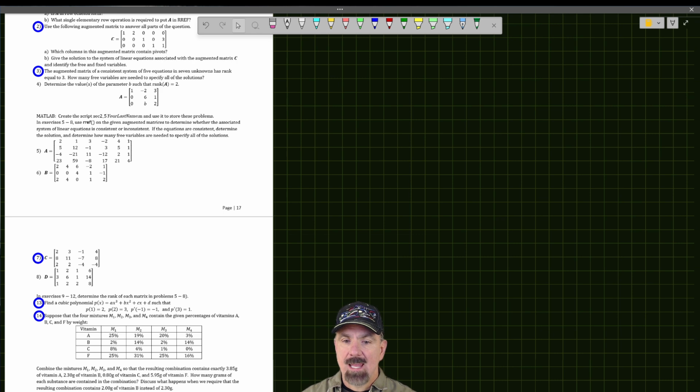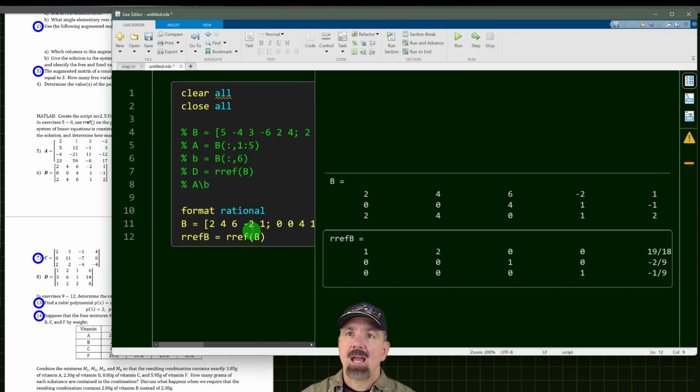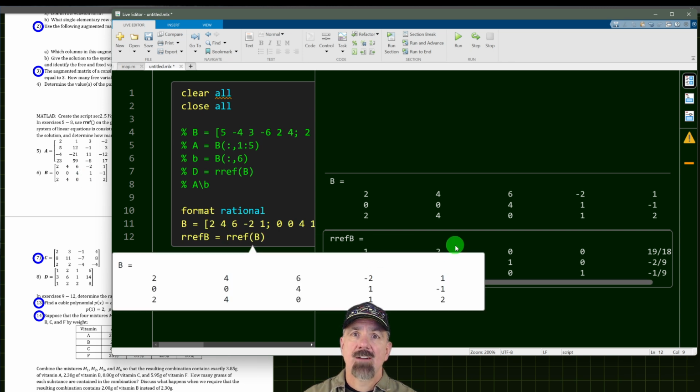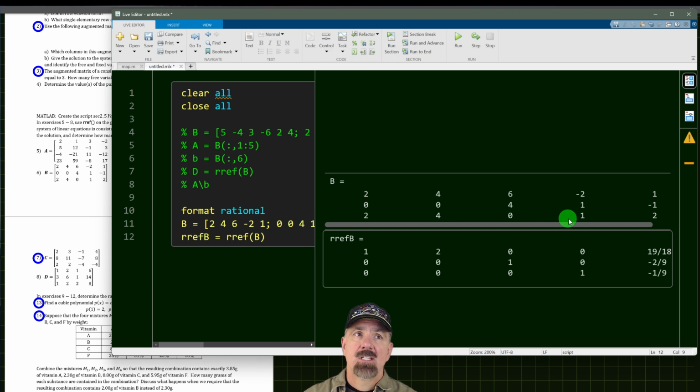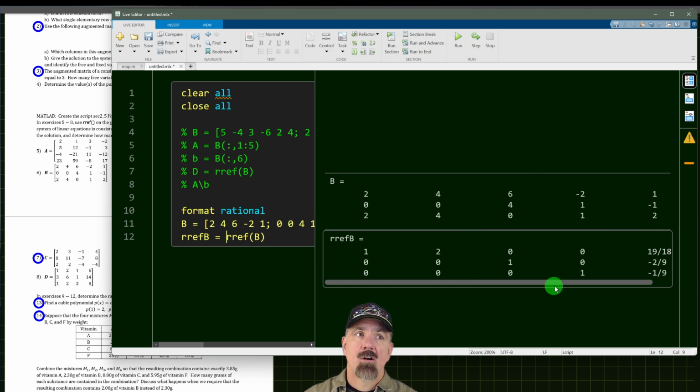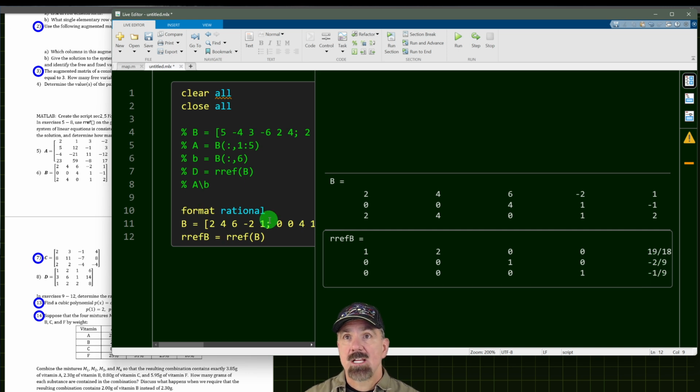So I've put this into MATLAB, and I've entered in the B matrix here and then taken the RREF of it. And what I have is, here's the B and here is the RREF. You see I have fractions over here. Those fractions are because I changed the format to rational. That's always a nice thing to use if you know that you're going to end up with some fractions, to make things a little bit easier if you're not interested in trying to write down all the decimals.